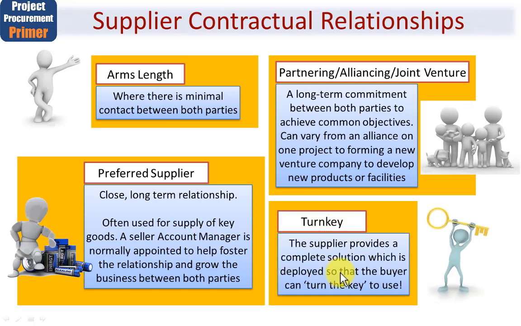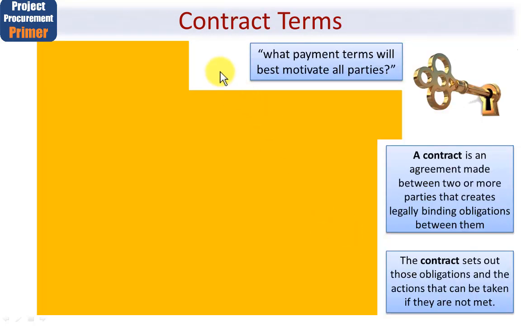The other type is called a turnkey supplier. Now, in this case, the supplier provides a complete solution which is deployed so that the buyer can simply turn the key to use. So what turnkey refers to is a complete end-to-end solution. Very often you'll find that a contract is to provide certain products which need to be installed in part of your larger system, whereas a turnkey is they are providing the entire system, hence the term turnkey. Okay, so there's 4 typical supplier contractual relationships. Let's move on and look at contract terms next.